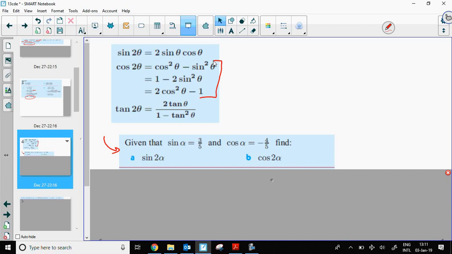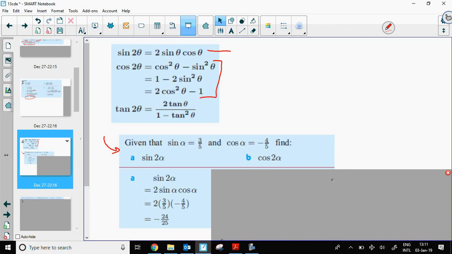Okay, so sine of 2 alpha, using the formula above, that's just going to be equal to 2 times sine of alpha times cosine of alpha. So we just substitute those in. There we go. We got ourselves an answer. Cosine of 2 alpha. All right.